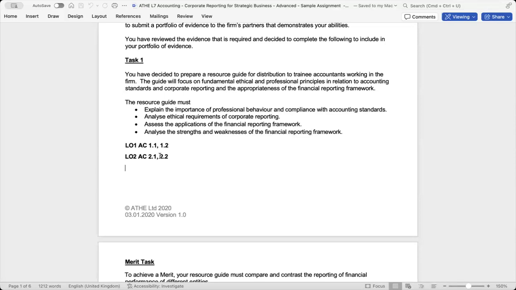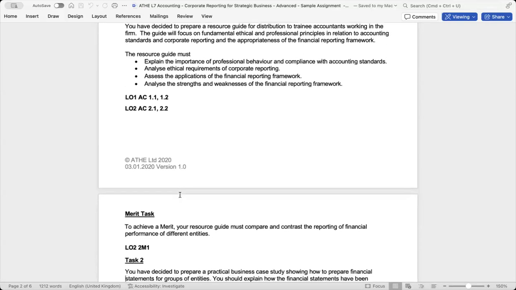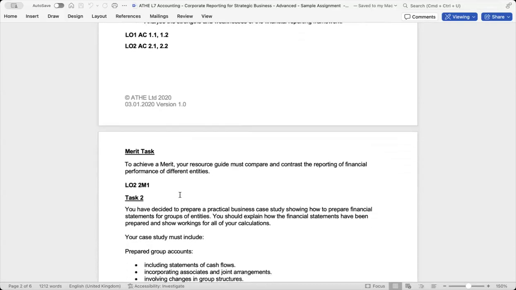So, to get a pass or merit, for the discussion, merit: compare and contrast the reporting of financial performance of different entities like sole traders, partnerships, private limited companies, public limited companies, and sector organizations.